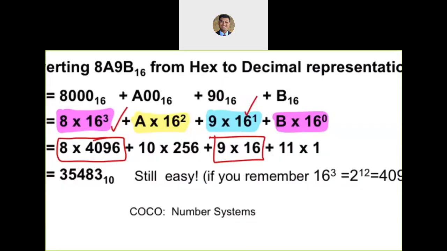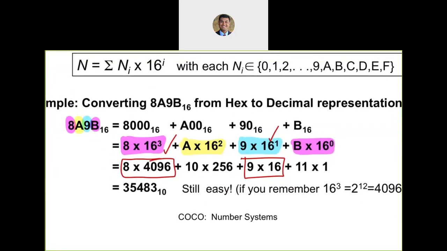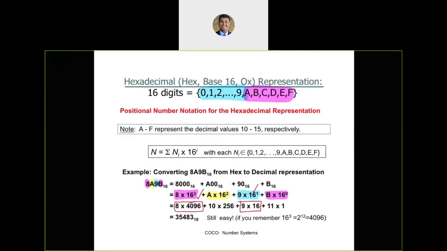So instead of B times 16 raised to 0, it's actually 11 times 16 raised to 0. 10 instead of A. And then you add them up, you get your number in decimal. So it's still very easy. All you have to do is do that conversion of each individual hex digit as well. I'm calling them hex digits. So B is the least significant hex digit, and 8 is the most significant hex digit for this number.